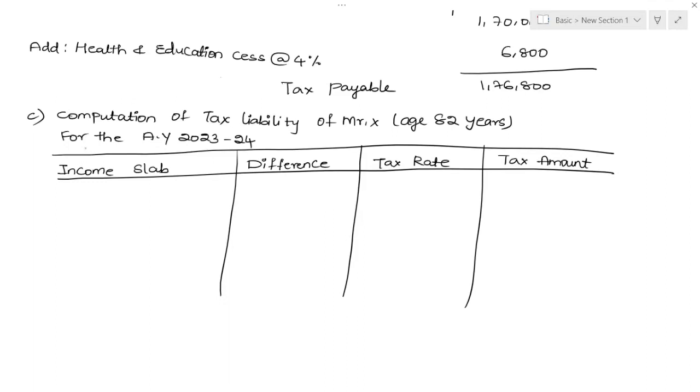Look, he's above 80 years, right? 82 years. So for him, resident, super senior citizen. Why did I say he is a resident? Because if they don't tell he is non-resident, it is assumed that he is a resident. And because his age is 82 years, he is a super senior citizen, right? So that's why 0 to 5 lakhs rupees. Difference how much? 5 lakhs rupees.